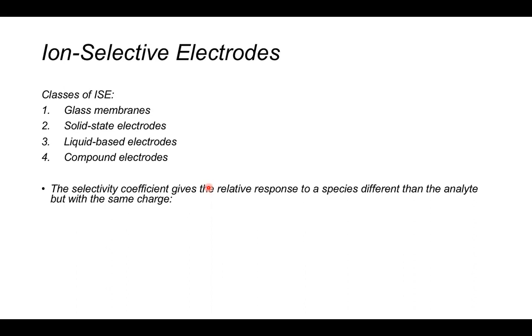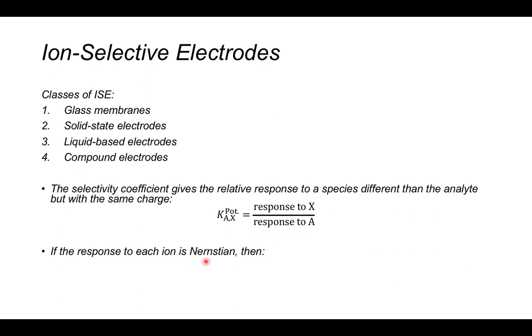The selectivity coefficient gives the relative response to a species different than the analyte, but with the same charge. This is related to the low proton concentration error that we just saw and talked about: we can have an ion selective electrode which responds to different species of the same charge. It could respond to sodium ions, or it could respond to protons. The selectivity of our electrode to a particular species, i.e. the one that we want versus the one that we don't want, is given here as K, which is going to be the response to X over the response to A.